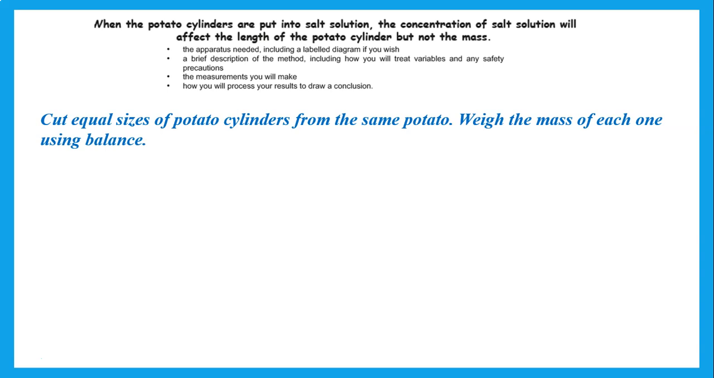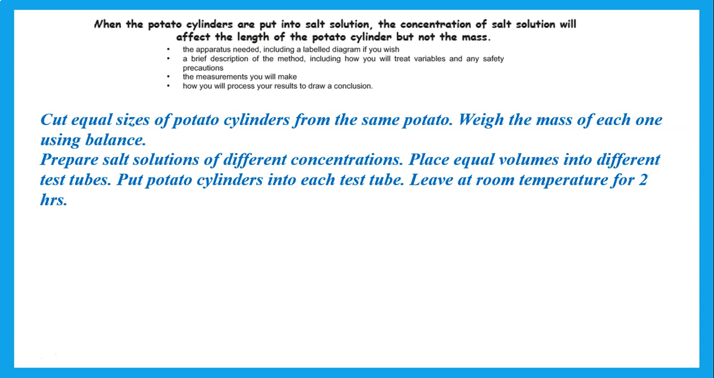First of all, I'm going to tell him, cut equal sizes of potato cylinders from the same potato. So these are the things that we're keeping the same. Weigh the mass of each one using a balance. We have to mention apparatus. Prepare salt solutions of different concentrations. You should actually have more than 3 or 4 or 5 concentrations. Don't say 1 or 2. Place equal volumes into different test tubes. Put potato cylinders into each test tube. Leave at room temperature. So you're telling him that the temperature is the same for 2 hours. So that means the time is the same.